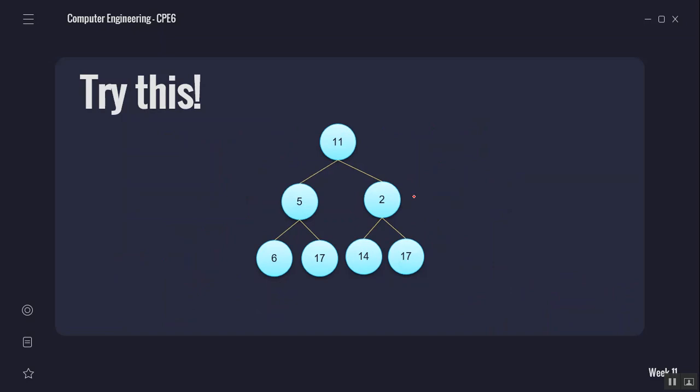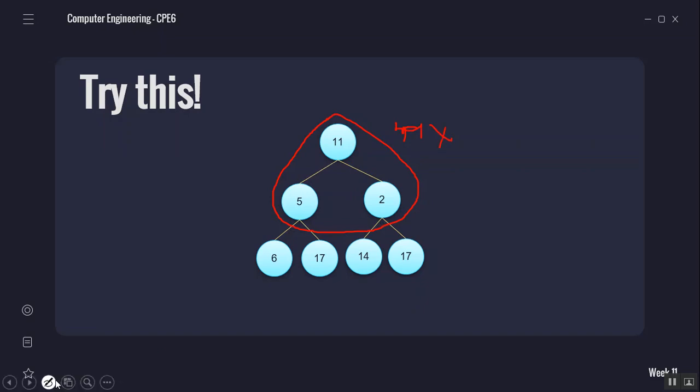Now let's try this. Suppose we have this complete tree. We have to determine what type of heap this is. Is this a min heap or max heap? The first thing you need to do is take a sample subtree. Let's say we have this portion of the tree. As you could see here, this is a max heap because the parent node is greater than its child. So this is a max heap.